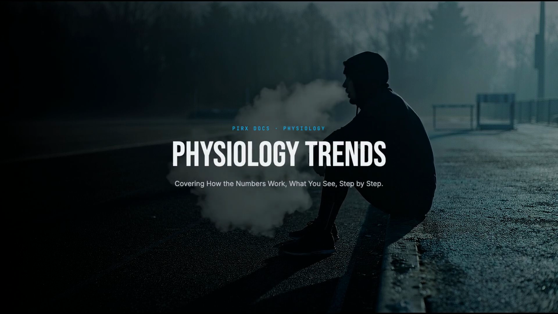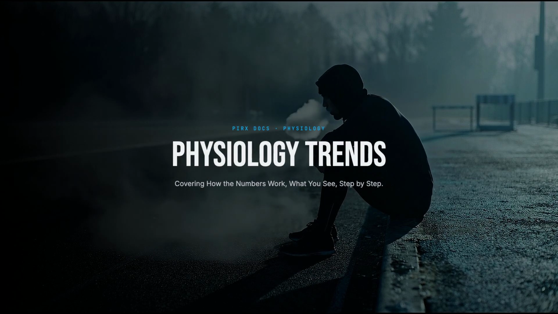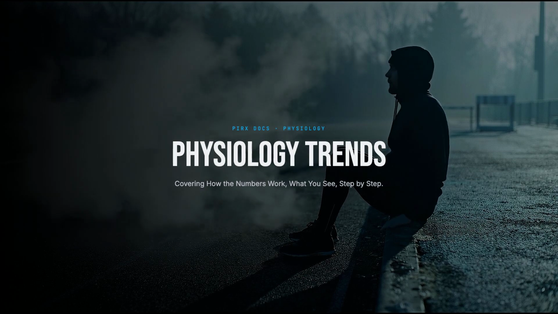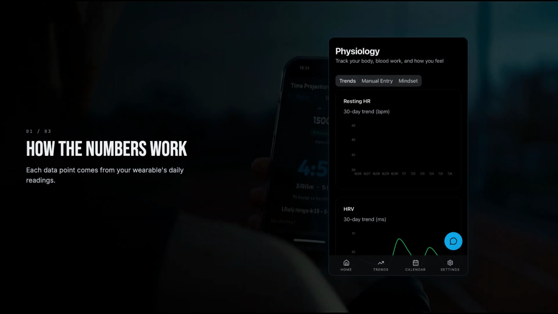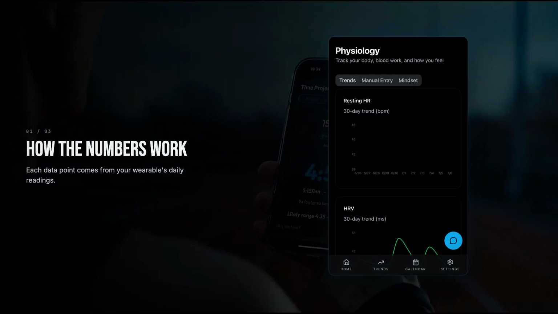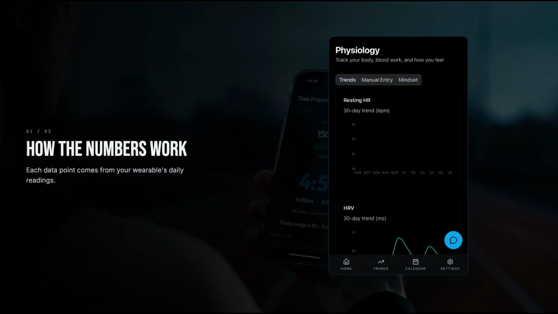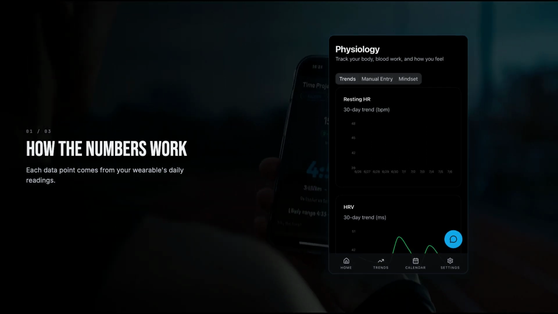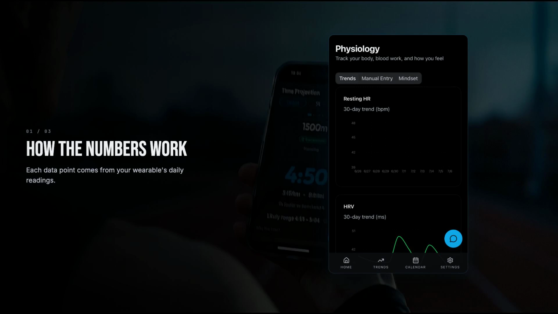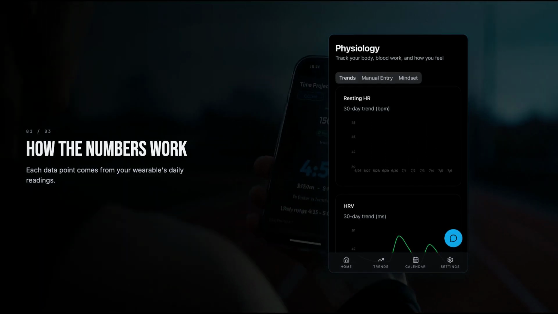Physiology trends, covering how the numbers work, what you see step by step. Each data point comes from your wearable's daily readings. The y-axis of each chart is calculated dynamically. PIRX finds the minimum and maximum values in your data, adds 15% padding on each side, and uses that as the range.